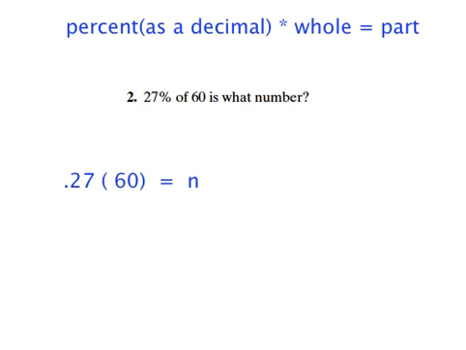Our percent is 27%, so we write that as 0.27. Our whole is 60 because that follows the word "of," and we don't know the part. So we have 0.27 times 60 equals n. 0.27 times 60 is 16.2. So 27% of 60 is 16.2.